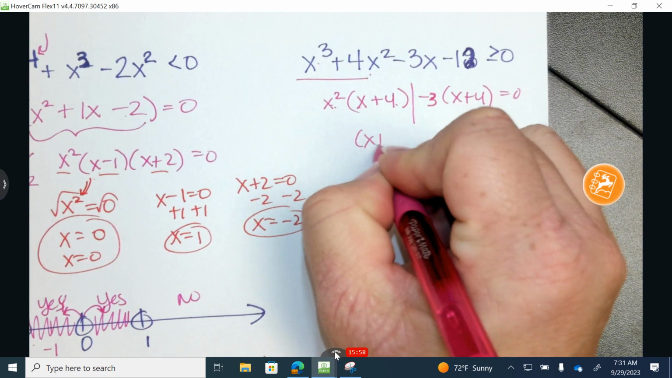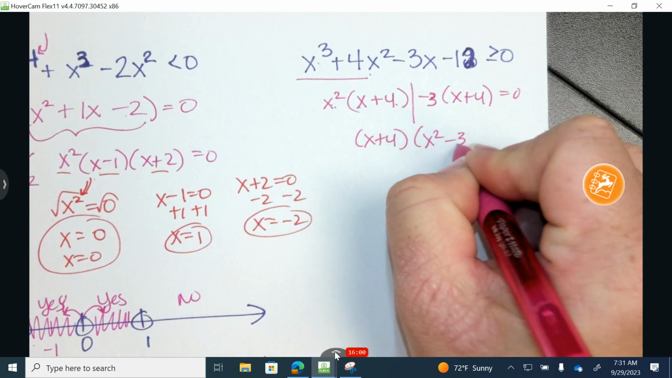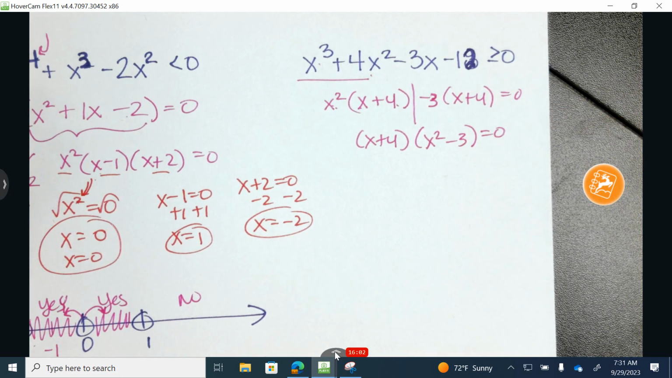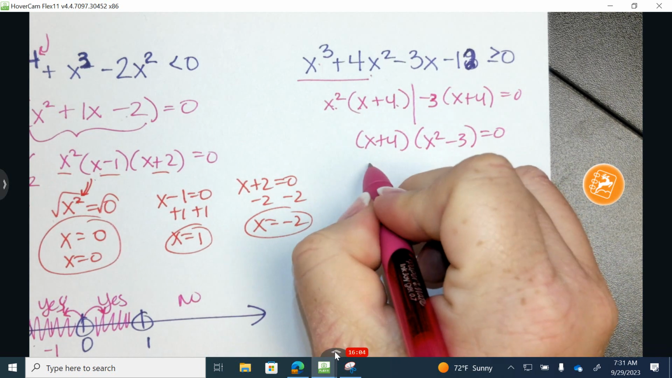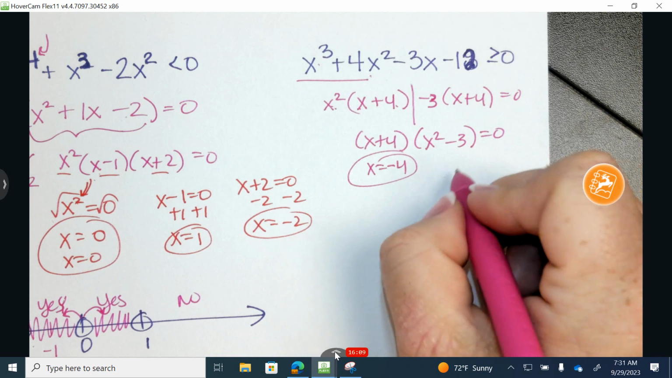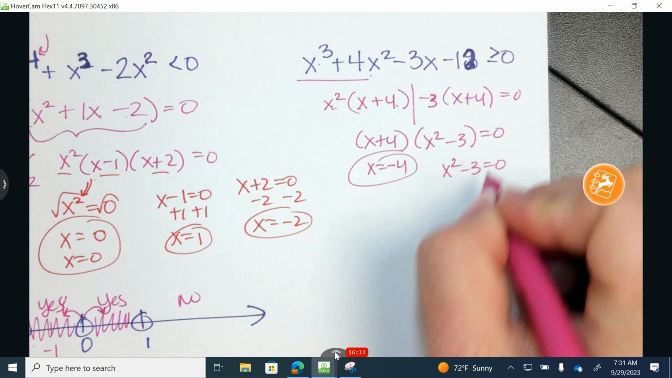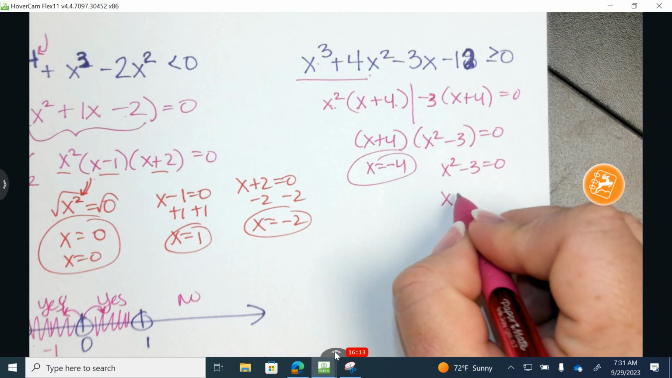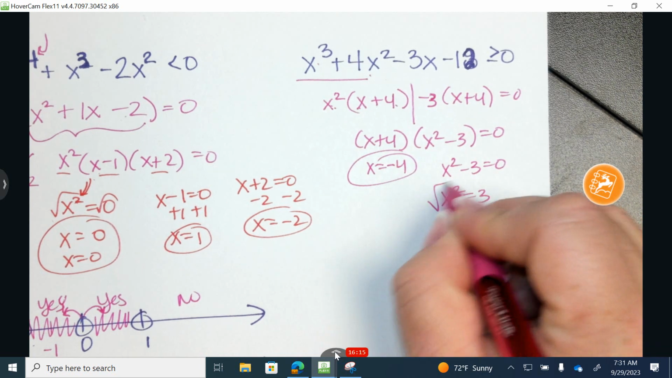Front and back both have the quantity x plus 4. Then I have x squared minus 3 equals 0. So I have x equals negative 4. That's one hashtag. Then I take x squared minus 3. I set it equal to 0. And I get x squared, when I move the 3 over, is positive 3.